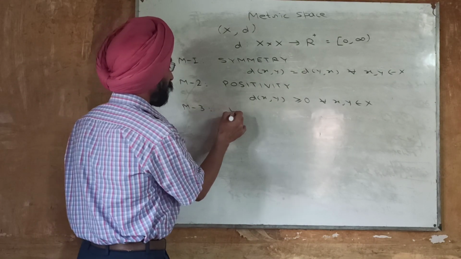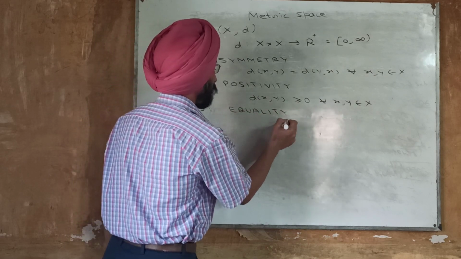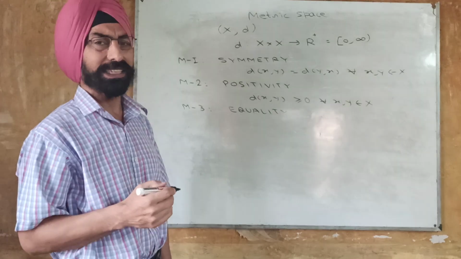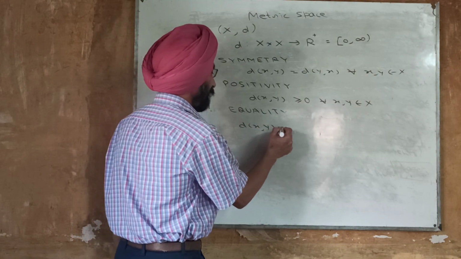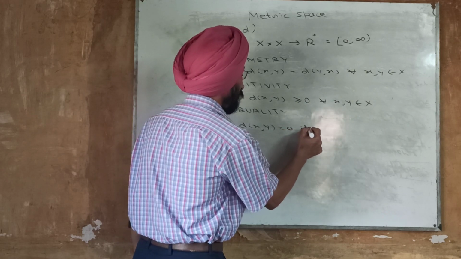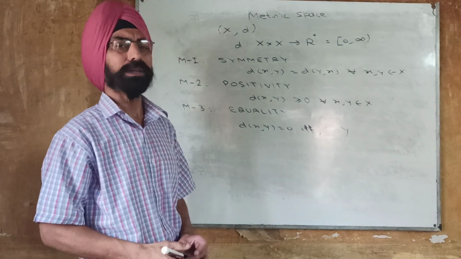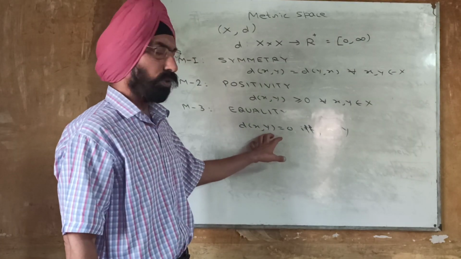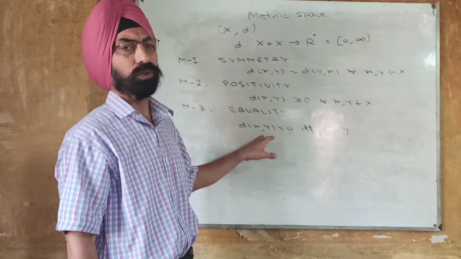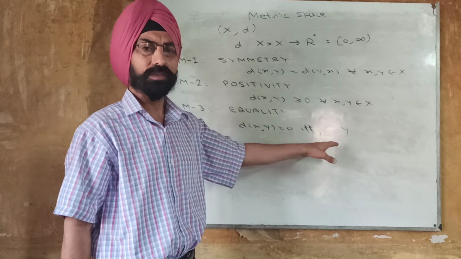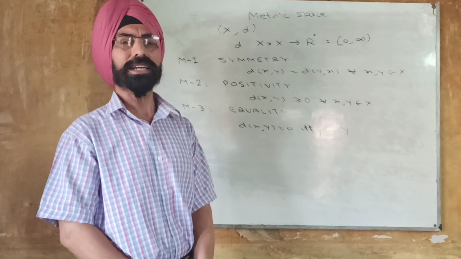The third property is the equality property. What the equality property states is that D of xy is equal to 0 if and only if x is equal to y. So that means if D of xy is equal to 0, then x is equal to y, and if x is equal to y, then D of xy is also equal to 0. So it is vice versa. So this is the third property for D being a metric.